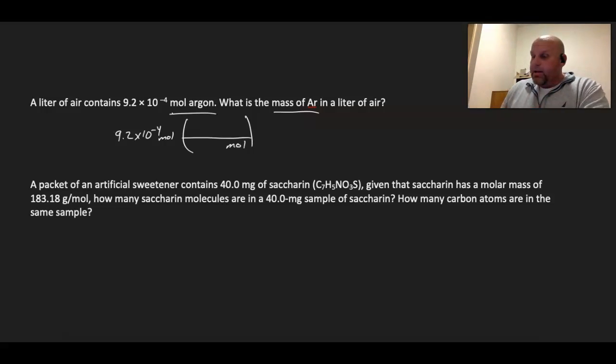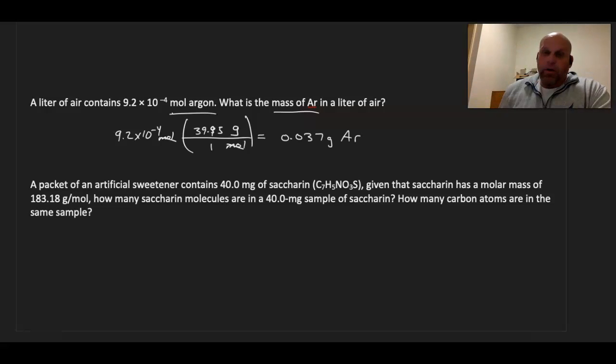In the middle of that roadmap is the city. I know I can go from moles to grams in one step. So 1 mole equals the atomic mass of argon. As I look it up on the periodic table, I see that the atomic mass of argon is 39.95 grams. So quick math here, moles cancel out, multiply, and I would get an answer of 0.037 grams of argon.